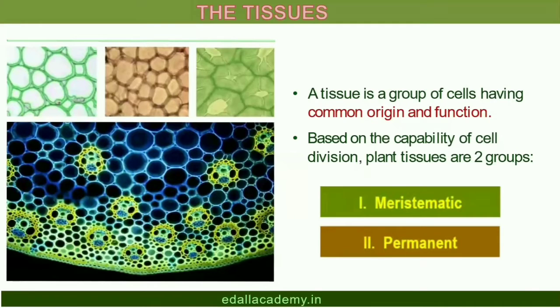6.1 The tissues. A tissue is a group of cells having a common origin and usually performing a common function. A plant is made up of different kinds of tissues. Tissues are classified into two main groups, namely, meristematic and permanent tissues, based on whether the cells being formed are capable of dividing or not.